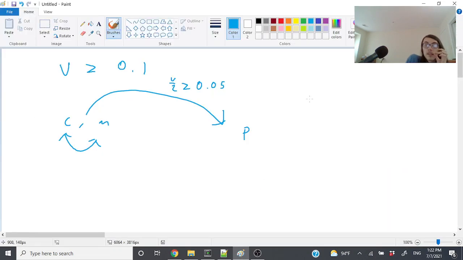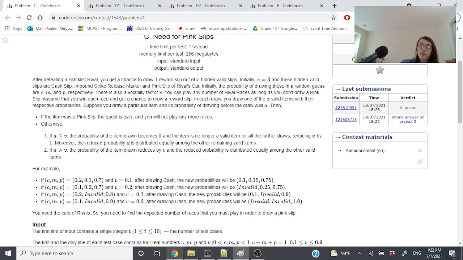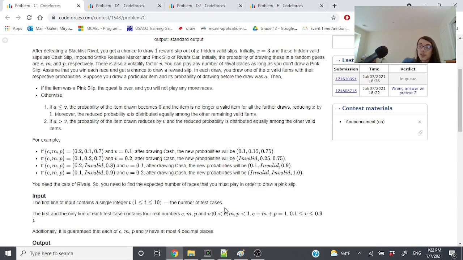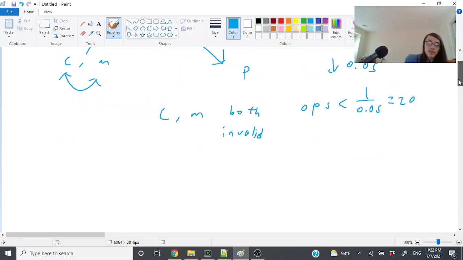So because C plus M is less than 1, and every operation brings you down 0.05, the maximum number of operations you can do is less than 1 over 0.05, which is equal to 20. So the number of operations you do before you're forced to take P, that is, before both C and M are invalid, is less than 20. So because it's less than 20, we can do brute force.